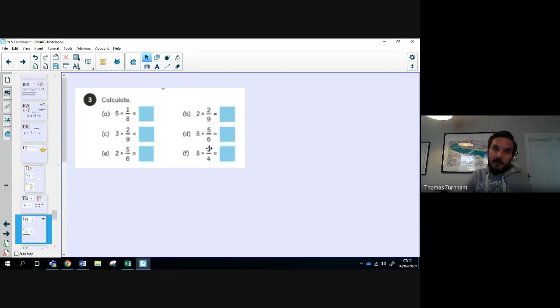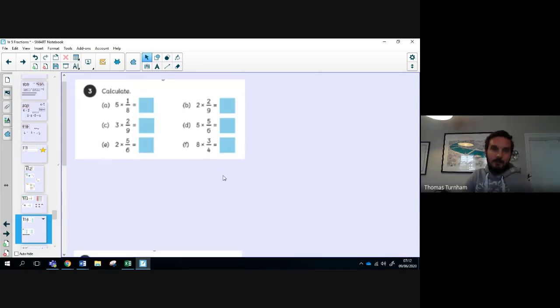8 times 3. So we've got to think about our 8 times table. So we've got 24 fourths. And then I'm going to simplify that down. 24 fourths is, of course, an improper fraction. So I'm looking at dividing by 4, getting some of my fourths into whole numbers.